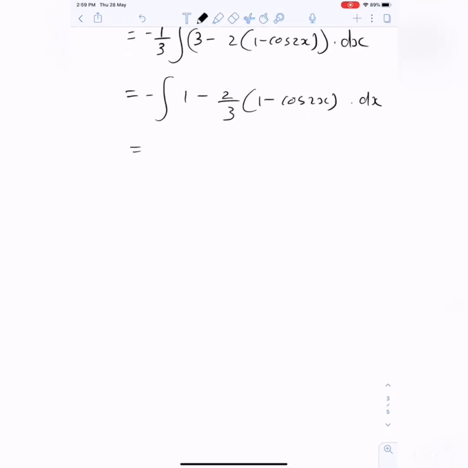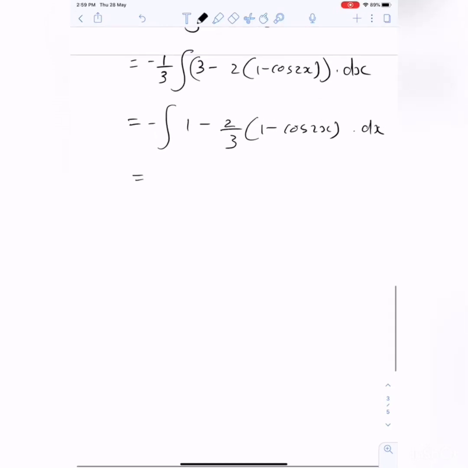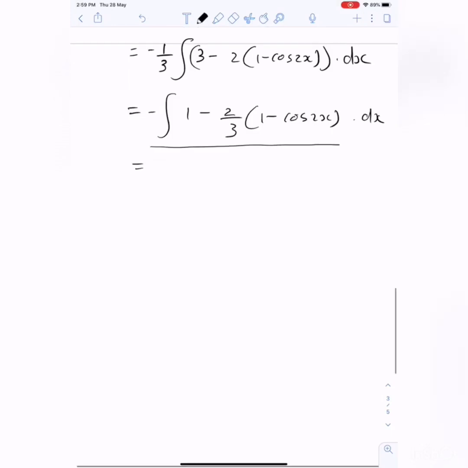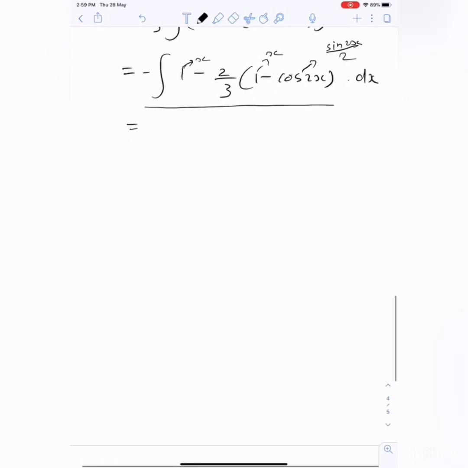So this integral is pretty easy. This one would end up becoming x, this one would end up becoming x, and this would end up becoming sine of 2x over 2. So after doing this and just simplifying it, you would end up with negative of sine of 2x plus x over 3.